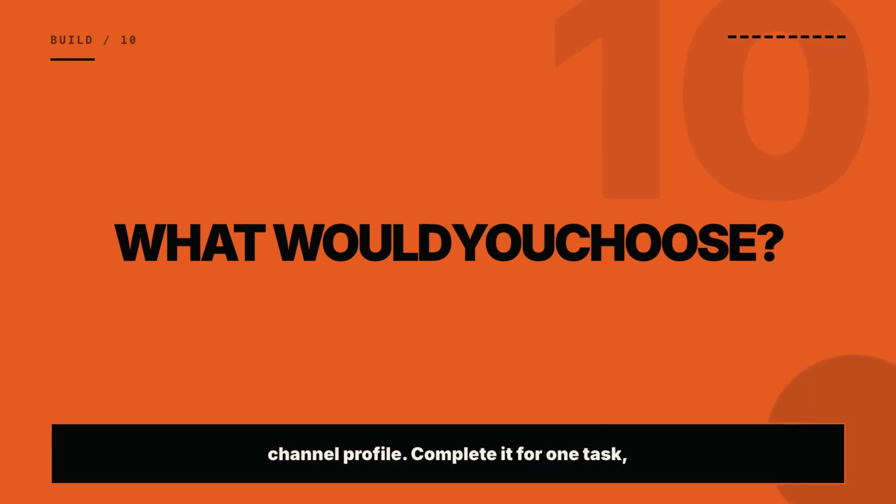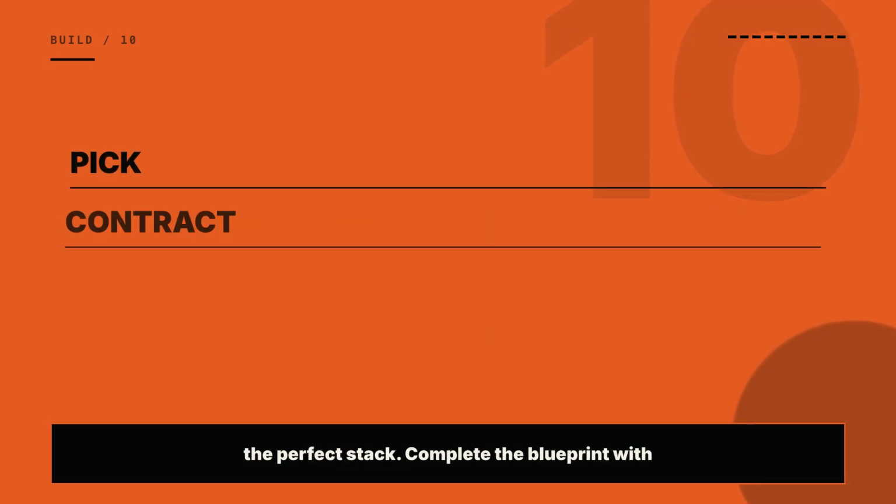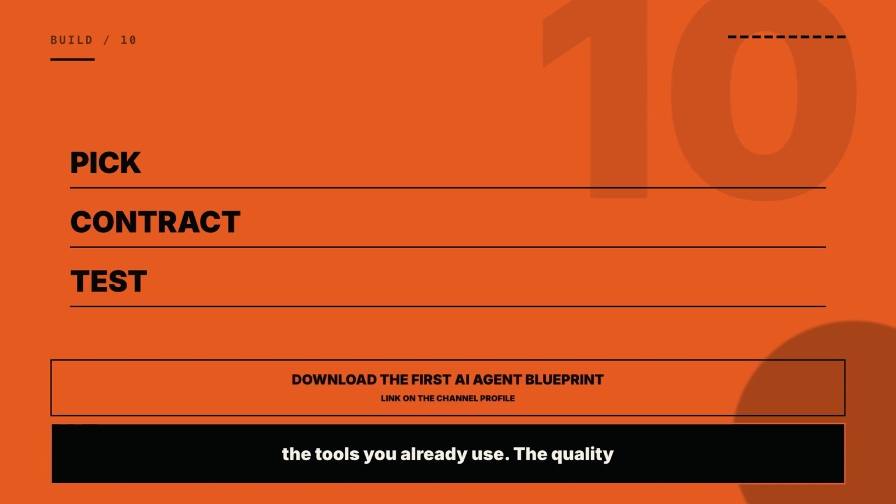Complete it for one task and build the smallest version that can pass. Do not wait until you have the perfect stack. Complete the blueprint with the tools you already use. The quality of the task definition will matter more than the number of integrations. Build one small system, collect evidence, and let reliability determine what expands next.